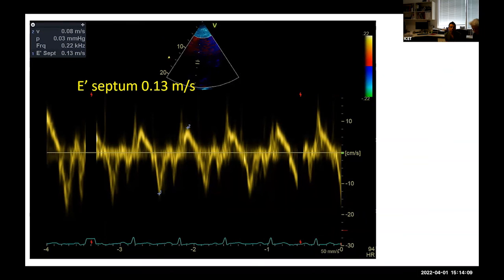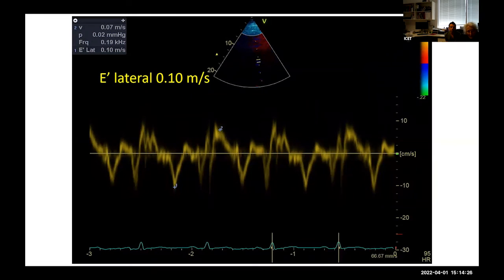What's the lateral? I have gotten the measurement here. It should be greater than 7 centimeters per second, and it's actually 13 centimeters per second. Okay, move on to the next one. The lateral measure should be bigger, greater than the septal.